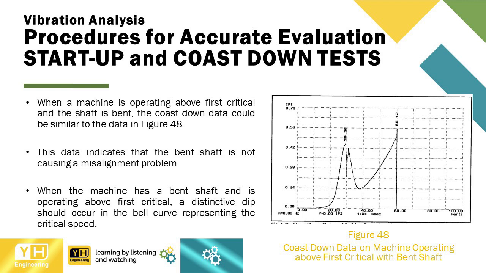When a machine is operating above first critical and the shaft is bent, the coast-down data could be similar to the data in Figure 48. This data indicates that the bent shaft is not causing a misalignment problem. When the machine has a bent shaft and is operating above first critical, a distinctive dip should occur in the bell curve representing the critical speed.